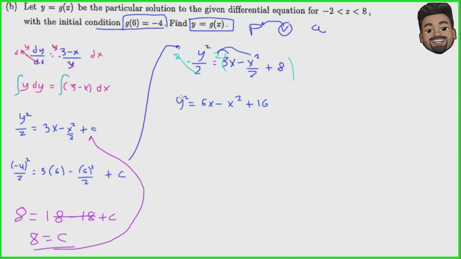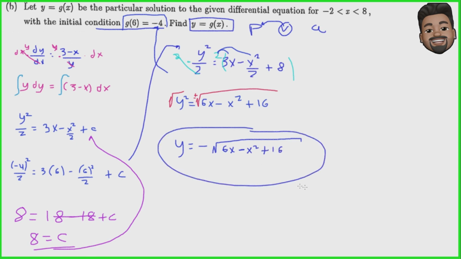And then we're down to our last step. What do we do to get rid of the power of 2? Well, we're going to take the square root of both sides. And don't forget, we get plus or minus. So now the question is, which one do we keep? Well, this is the original function and the initial condition had a y value of negative 4. That tells us that our function is living underneath the xy plane. So I'm going to keep the negative square root, and then I'm going to get negative square root of 6x minus x squared plus 16. And there is my final and complete answer to part B.